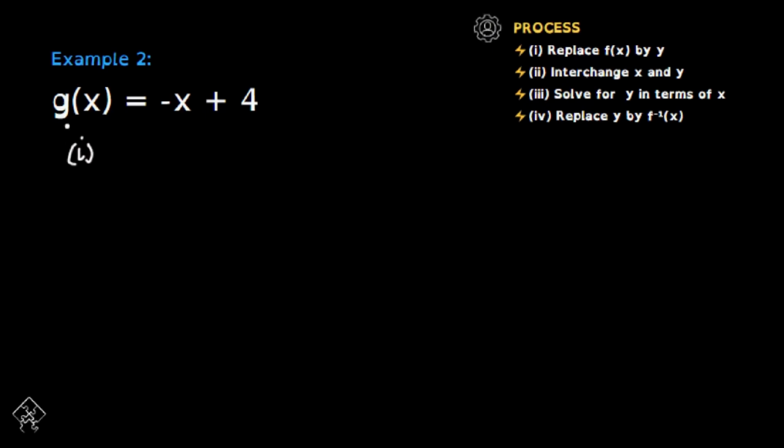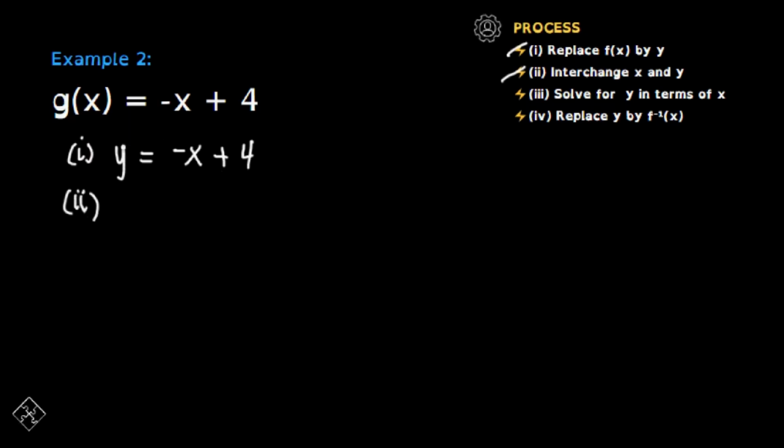So in this case, g of x ang ginamit natin. Palitan lang natin yan ng f of x. So papalitan natin tong g of x actually ng y. So meron tayong y equals negative x plus 4. Okay? The second step is to interchange x and y.